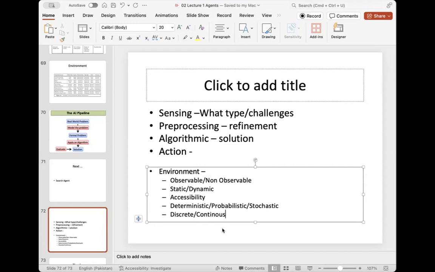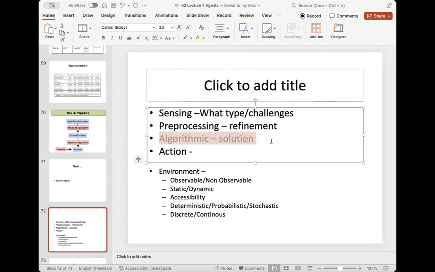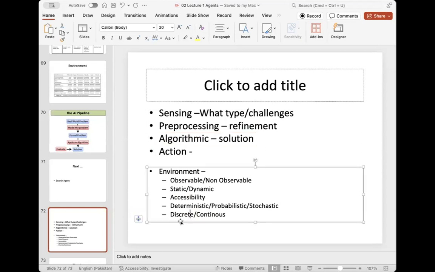So whether your environment is discrete or continuous, you'll have to determine that. Why would you determine all these things about the environment? Because they directly affect your solution. If it is discrete, then you have a different solution. If it is continuous, then you have a different solution.